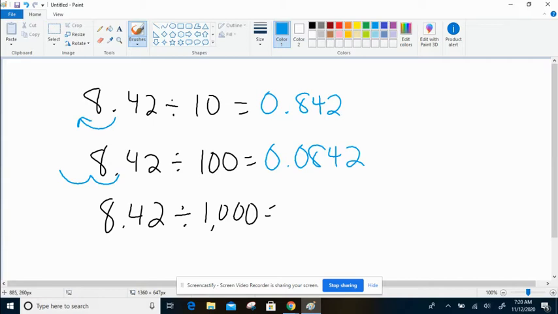All right, so we are going to divide by 1,000, which means we would swoop 3 times. We're going to need 2 placeholder zeros in the front. And we would end up with 842 hundred thousandths, which we don't need to know the name of. Anyway, we'd end up with 0.00842. All right, so that's the gist of it.